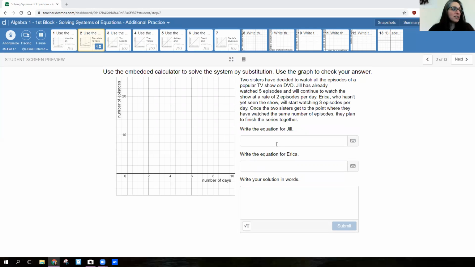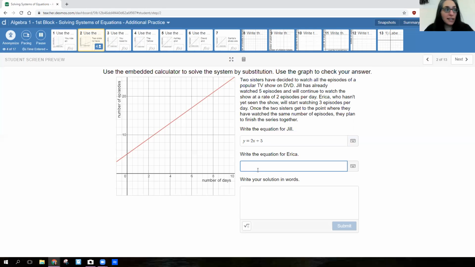We need to write an equation for Jill. So you're going to say y equals, Jill already has 5 episodes watched. And then after that, she's going to start watching 2 episodes a day. So we need to say 2x for 2 episodes every day, plus the 5 that she already started with. That's going to give you the total number of episodes that she's watched over a period of time. Okay? Good.